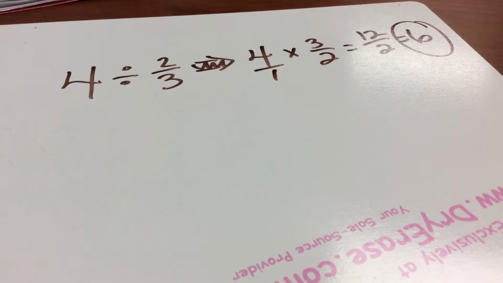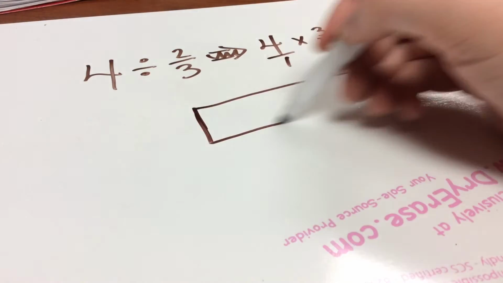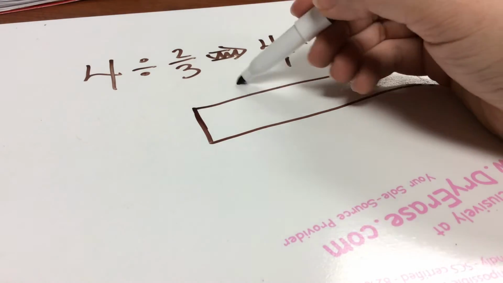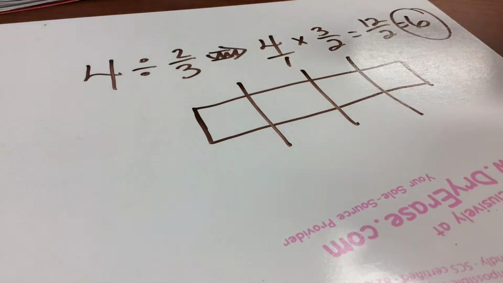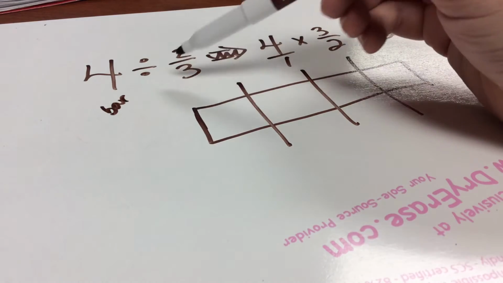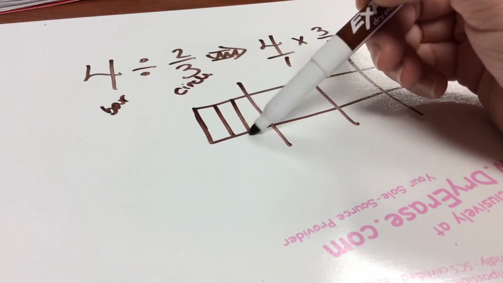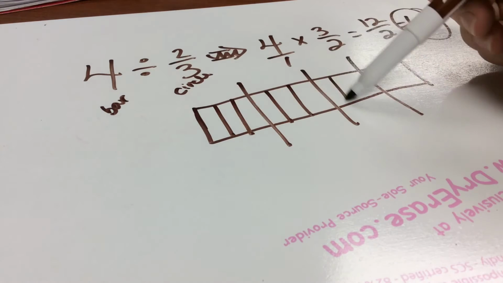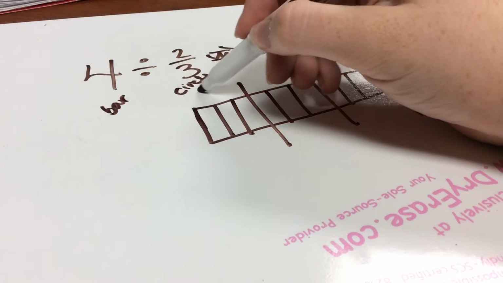So let's see how we get 6 in our model. So here's our bar. We're going to have to split it up into 4, because this first number tells you what you're going to split your bar up into. 2/3 is going to tell you what you're going to circle. So here we go. If I split my original up into thirds, circle or group together.